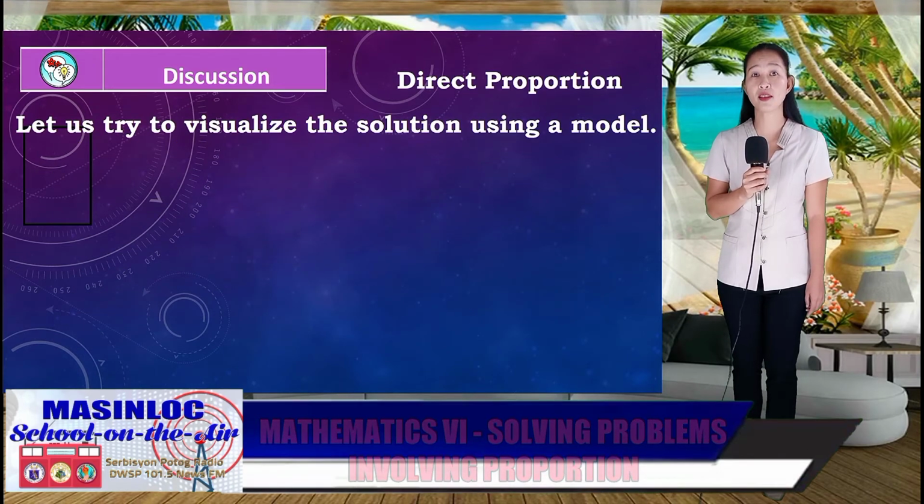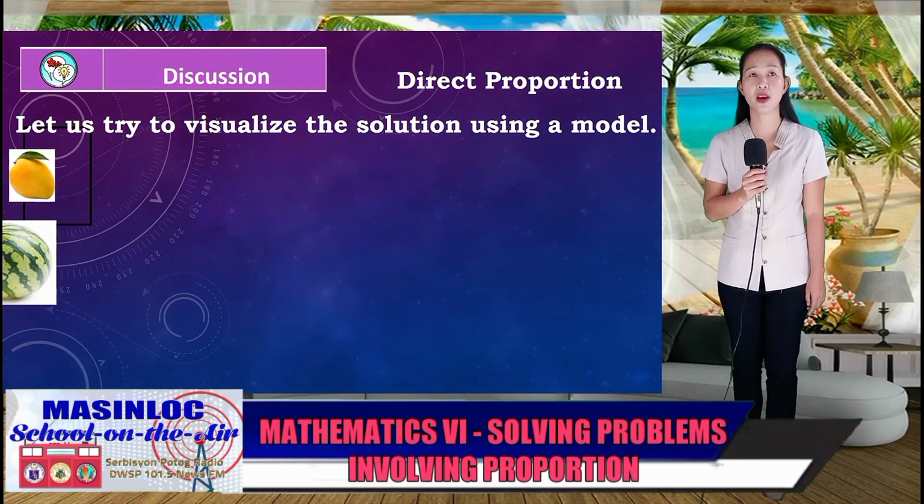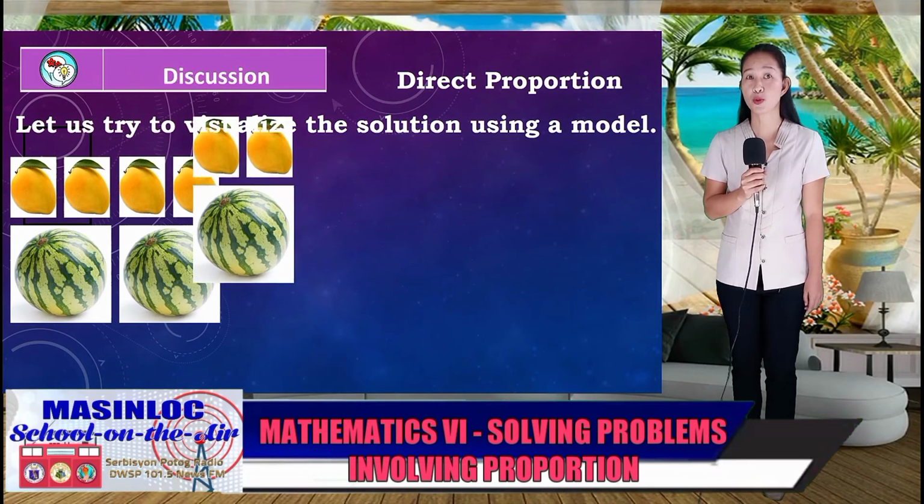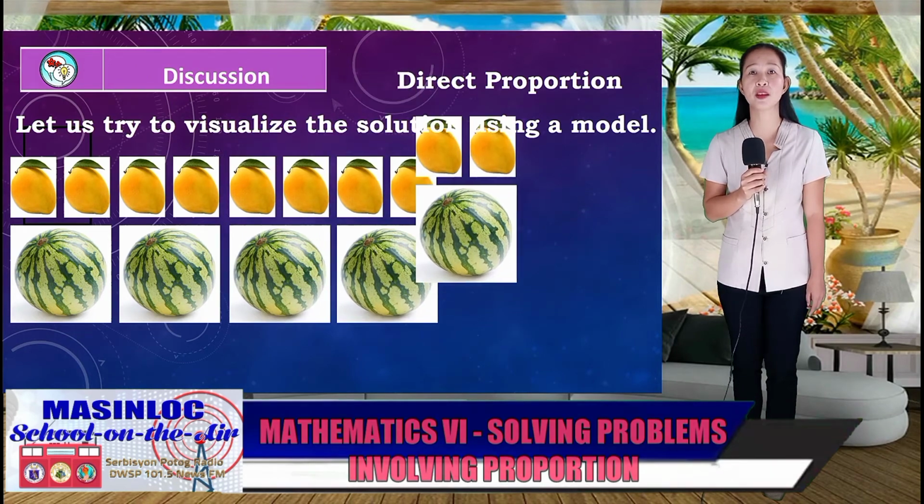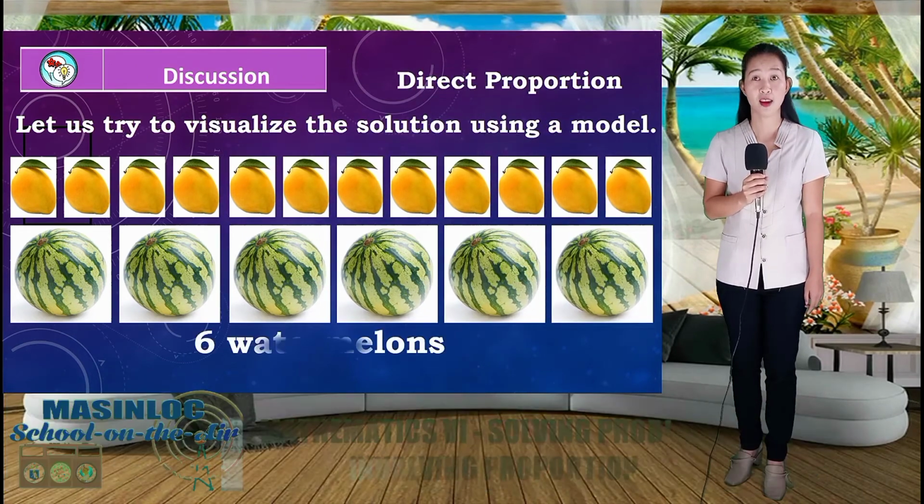Let us try to visualize the solution using a model. For every 2 mangoes, there is 1 watermelon. So, if there are 12 mangoes, there will be 6 watermelons in all.